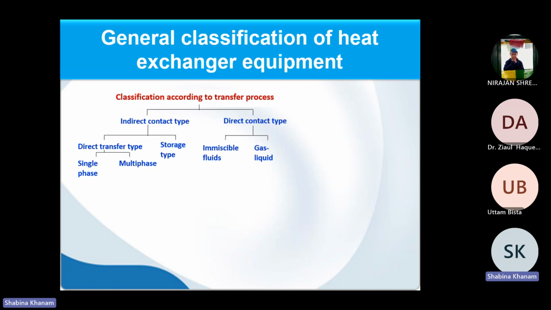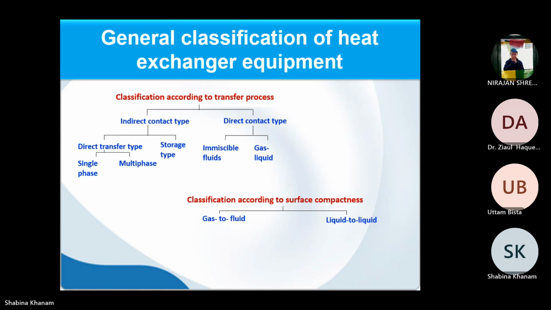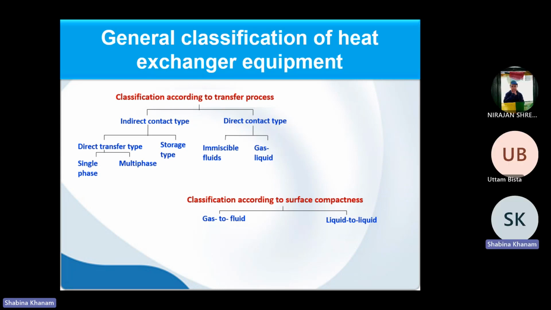So one domain we have already done, that is the transfer process. Second, we are classifying according to surface compactness. Compactness means how we are placing larger and larger heat transfer area in smaller and smaller volume. I hope you are getting it. Surface compactness means what we are compacting is the heat transfer surface. That will be classified as gas to fluid and liquid to liquid.